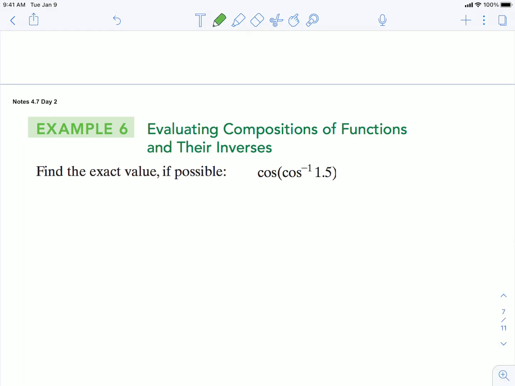Here's another one. Cosine inverse. They are inverses of each other. So your answer is that x value, 1.5.